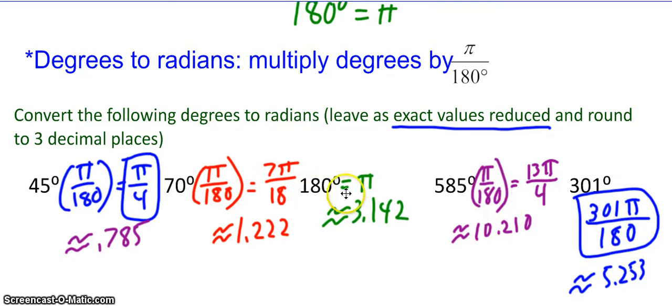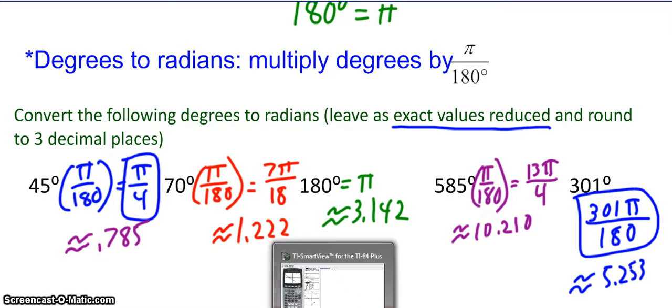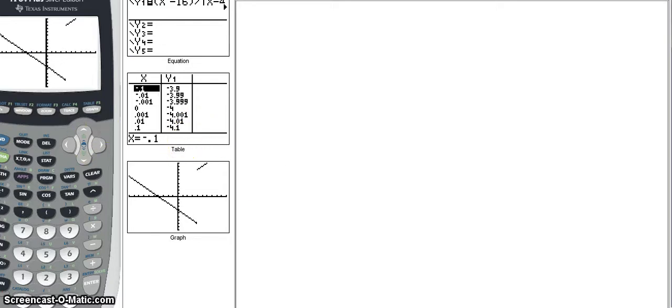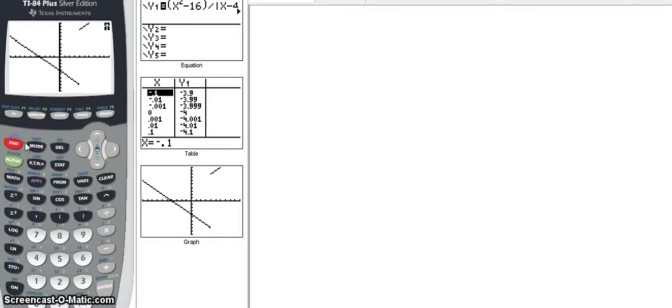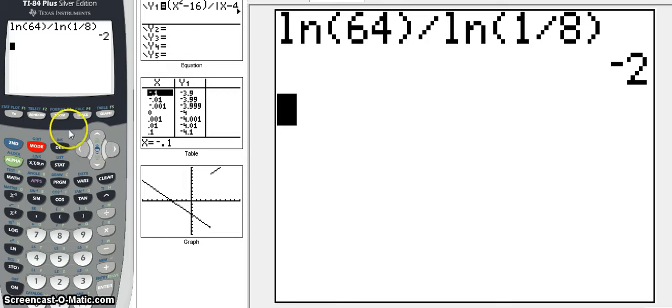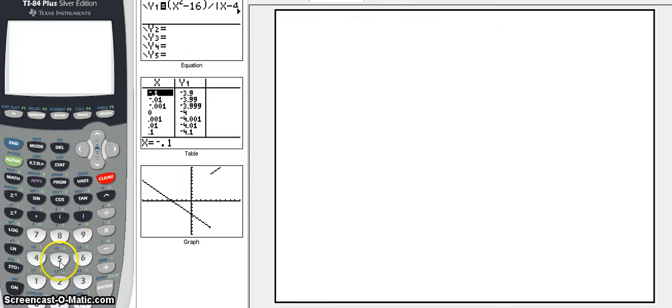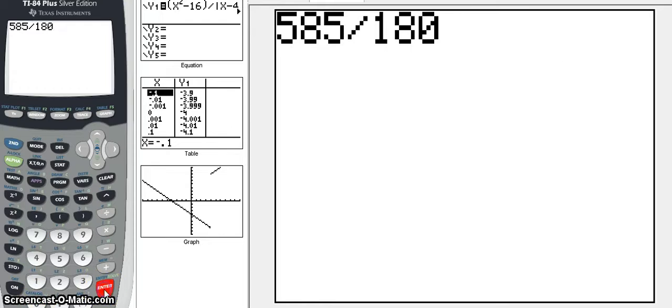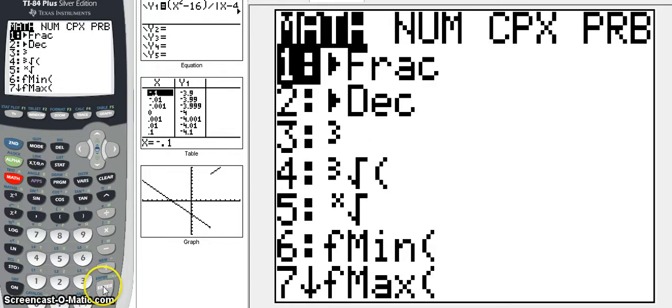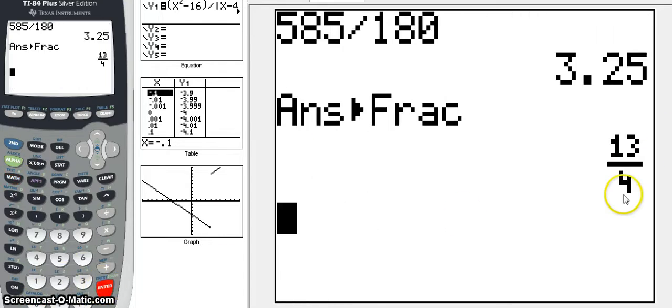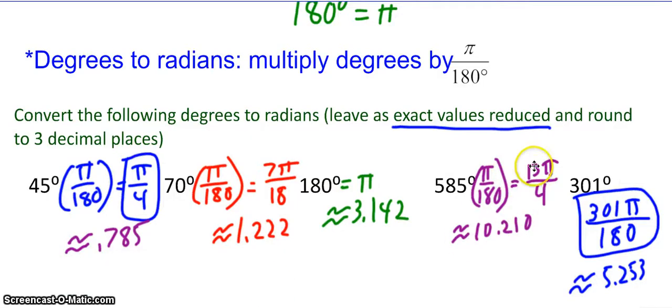Now one thing I want to point out, if you are confused, a way to help yourself out with these is reducing the fractions. So for instance, on my calculator, and maybe most of you know how to do this, maybe you don't, but if I type in 585 over 180, I hit enter, I get this decimal, and then if I hit math and fraction, I get 13 over 4, and so that's how I knew that this is going to become 13 pi over 4, because when I typed it into my calculator, I ignored the pi. I know typing pi into my calculator is just going to give me a decimal.